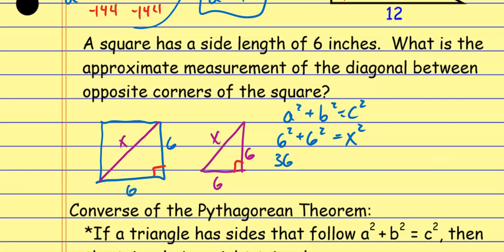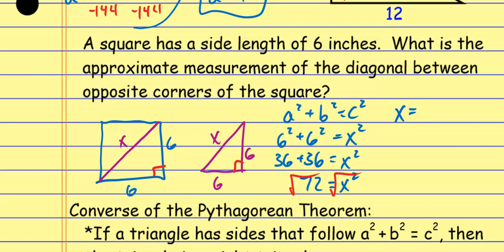And so let's see, that's a 36 plus 36. So that's... I'm not ready for the square root yet. I don't know why I did that. 72 equals x squared. Now I can solve by taking the square root of each side. And again, if I were simplifying this and getting the exact value, 72, that's 36 times 2, that's 6 root 2.